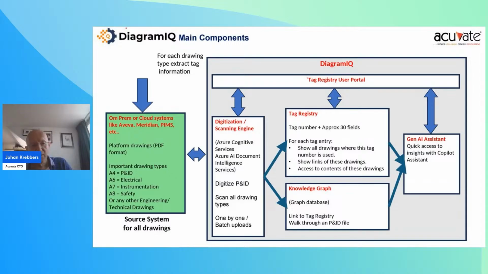So we extract all the tag information and store that tag information in the box in the middle, the tag register. The tag register has all tag IDs you have in the company, and for every tag ID, in which drawing it is stored, what other information we have available about these tag IDs, fully up to date, and we keep it up to date. In addition, we digitize all the P&ID files, the piping instrumentation diagrams. We scan them and digitize them and put that information into a knowledge graph. So you make the smart P&ID file.